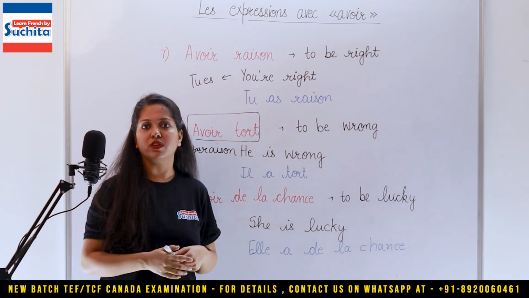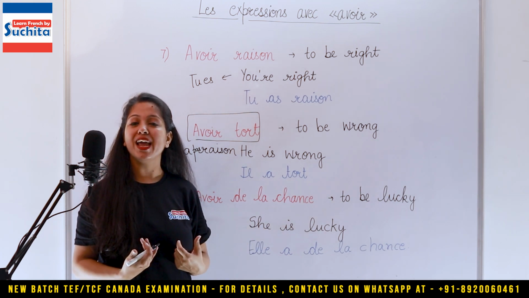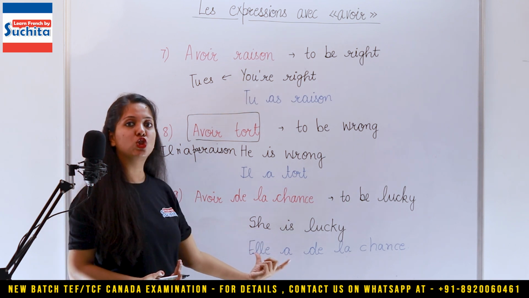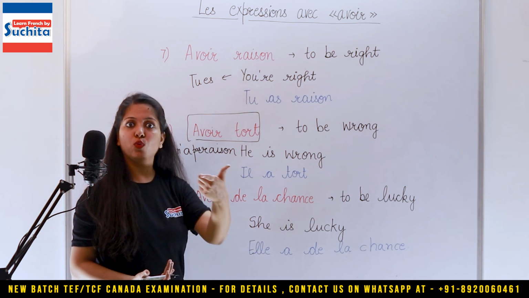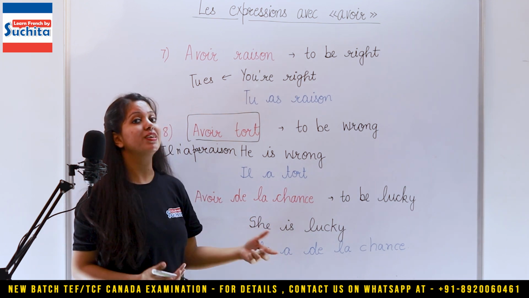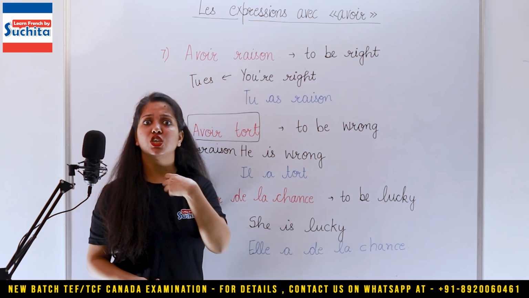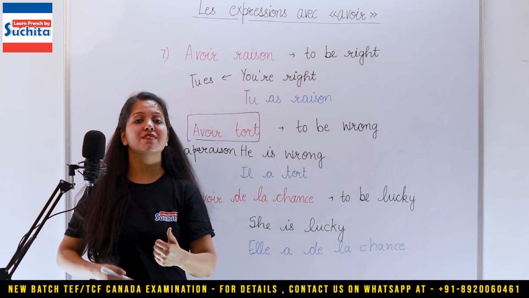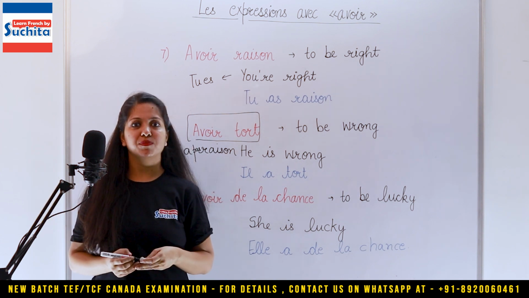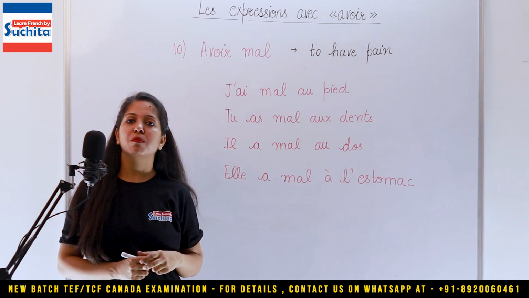So let's say you won a lottery and you want to say, I'm lucky. J'ai de la chance. She's lucky. Elle a de la chance. You are lucky. Tu as de la chance. Again, you will not use the verb être. It is an expression which is used with the verb avoir. So you say, elle a de la chance. J'ai de la chance. Tu as de la chance. Il a de la chance. Et voilà.